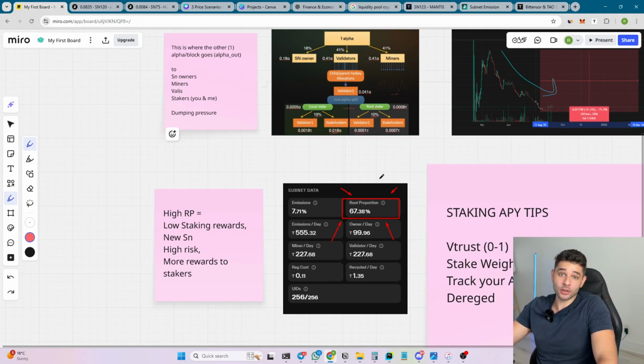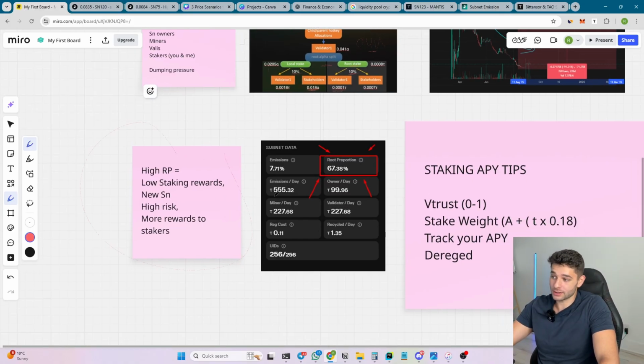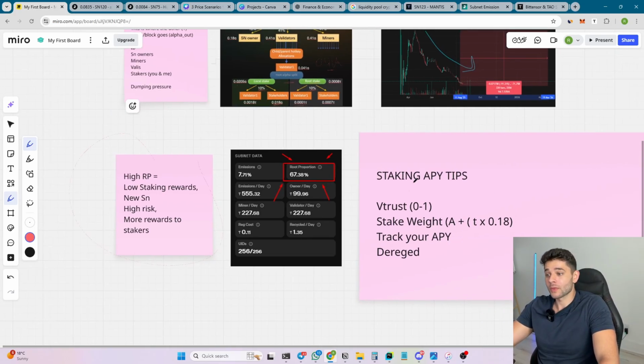If you're staking on a new subnet, it might be a really high number, and you can see the sticky notes right here. It's a new subnet, it's higher risk, and there's just less rewards for alpha stakers. And this is just some general staking tips.